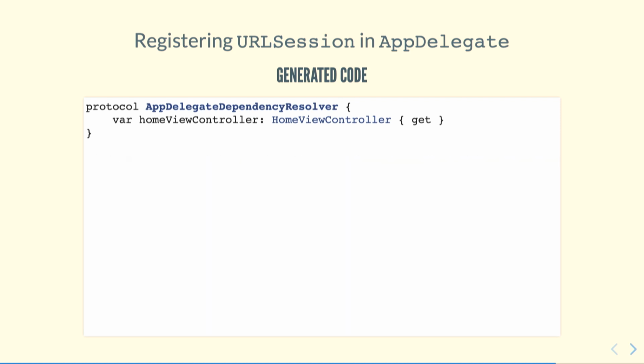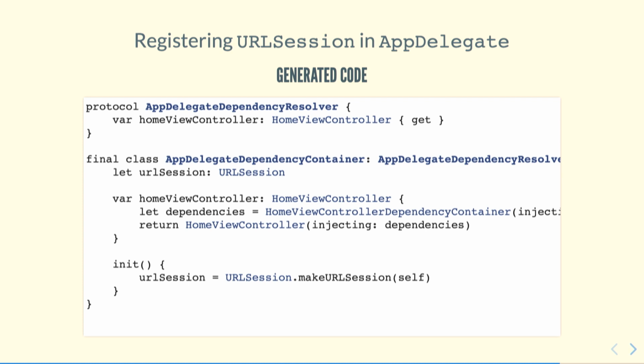And so the resolver is only going to expose the OnView controller, since the URL session is actually not used in the app delegate, it's only passed on. And the container is going to have one instance of URL session, which is instantiated with the make URL session static function in the initializer. And it's going to be able to provide the OnView controller by injecting the OnView controller dependency container.